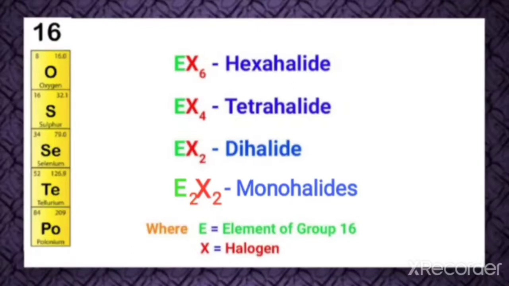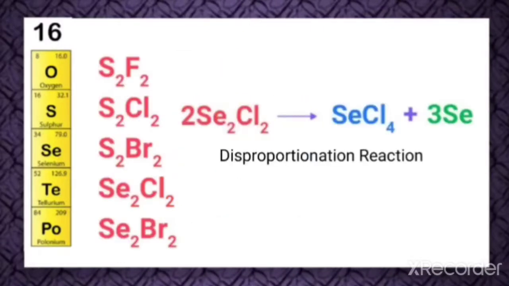These elements can form monohalides which are dimeric in nature, for example S2F2, S2Cl2, S2Br2, Se2Cl2, Se2Br2. These are dimeric halides which undergo disproportionation reactions, which are given here.